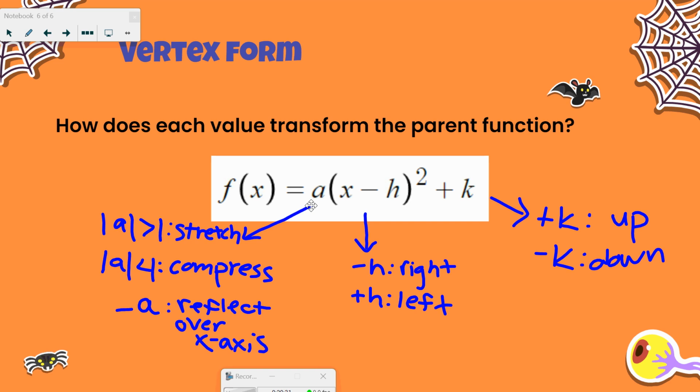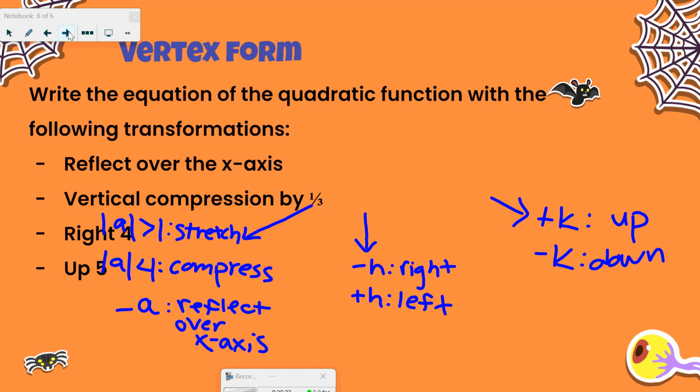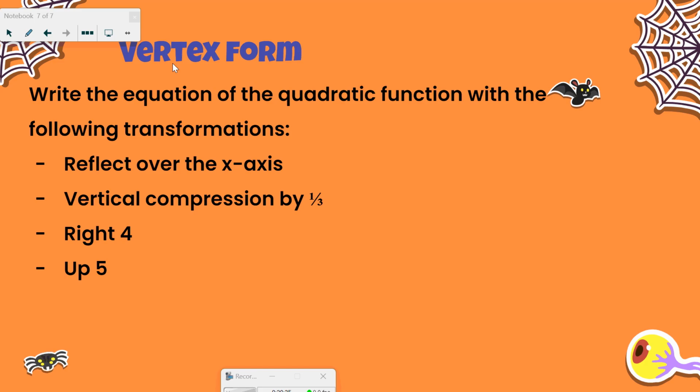So let's look at this example. Write the equation for the quadratic with the following transformations: reflecting over the x-axis, vertical compression by 1/3, right 4, up 5. Why don't you guys take a minute to do that, and then we'll see what you came up with.